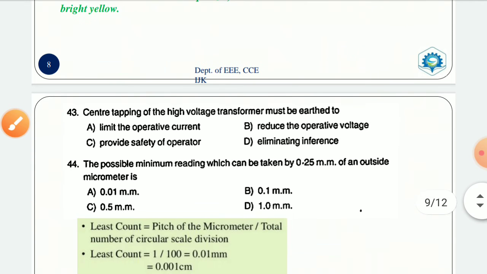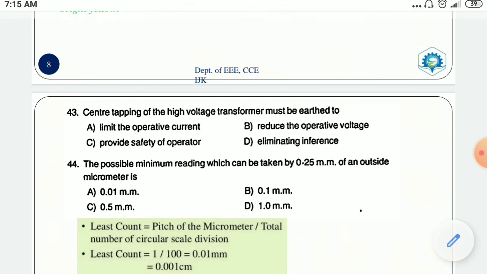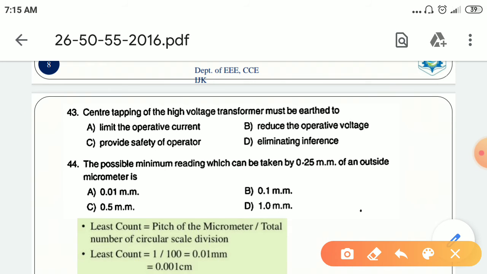Question number 43. The center tapping of high voltage transformer must be earthed to. What is the purpose of earthing the center tapping of a high voltage transformer? The answer for question number 43 is option C, that is to provide safety for the operator. Let's move on to the next question.